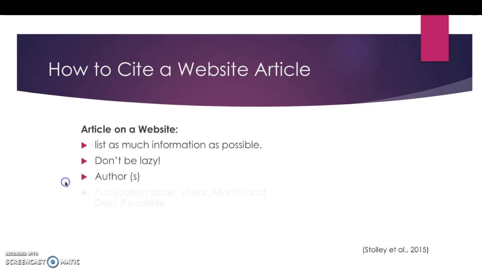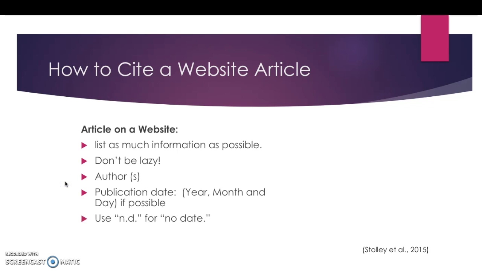Try to find the author's names, the publication date including the year, the month, and the day if possible. If you can't find the month and day of publication, then just list the year. And if you can't find any publication date information, use the abbreviation lowercase n period, lowercase d period, which means no date. Then write retrieved from and paste in the full URL. And remember to remove hyperlinks from your copied links.